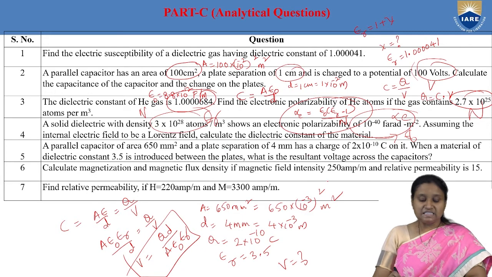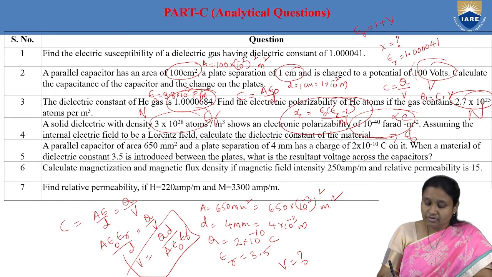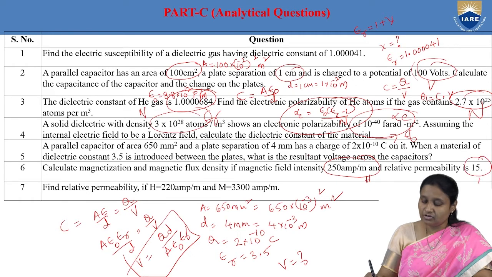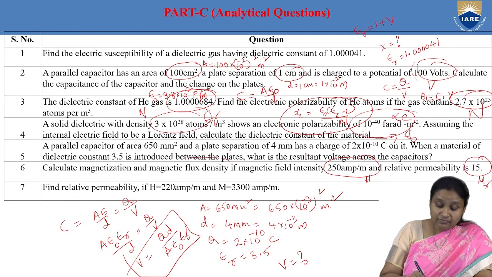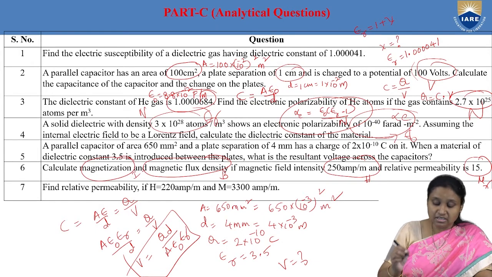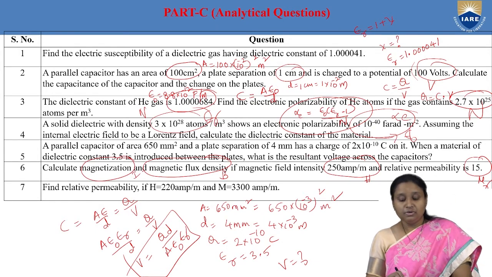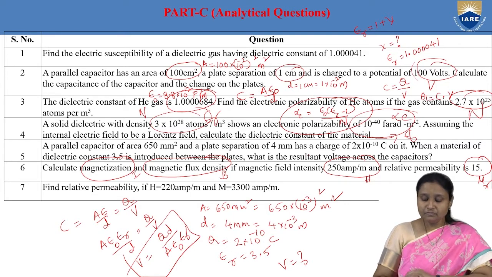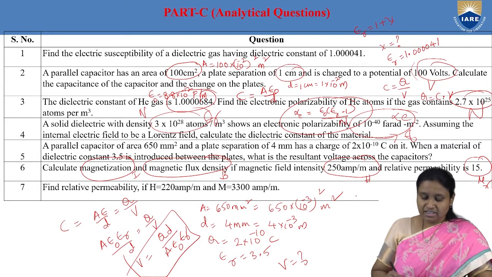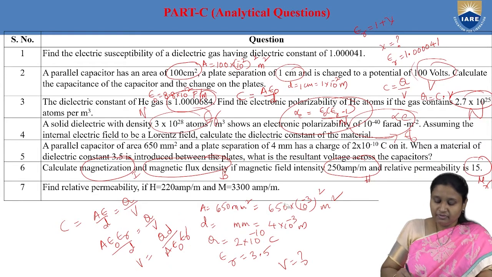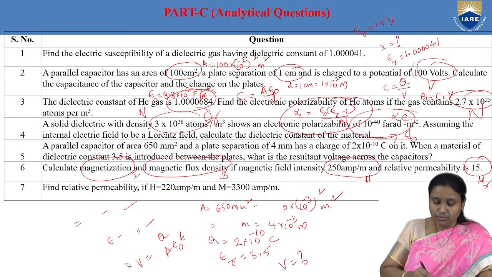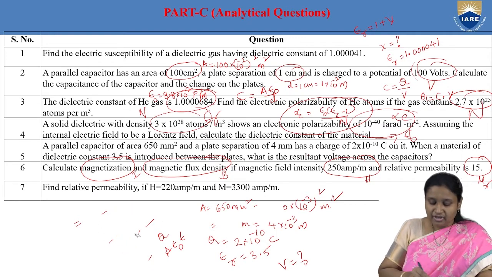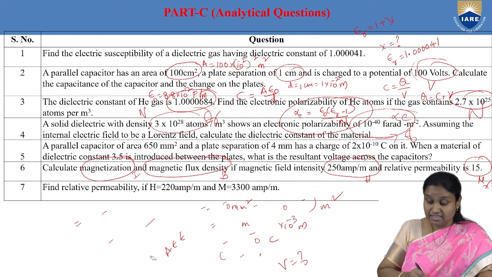Then coming to the sixth one, here we were given the value of H, which is magnetic field intensity, and also we were given the value of relative permeability. And we need to find the B value as well as the intensity of magnetization I. First, we are going to find this from relative permeability. So here we were given the value of relative permeability mu R. So first we'll find the value of intensity of magnetization.